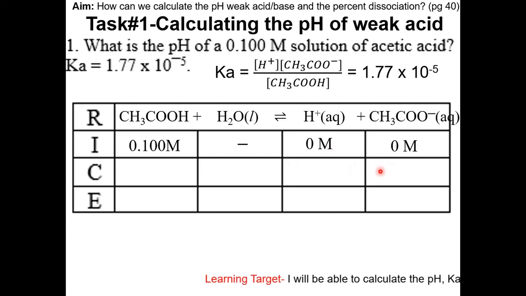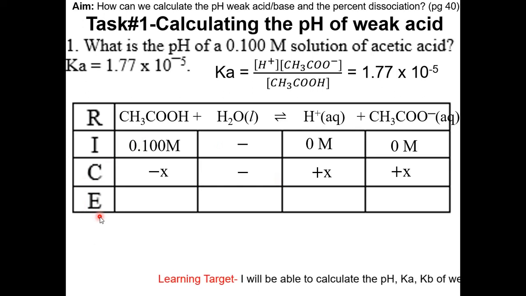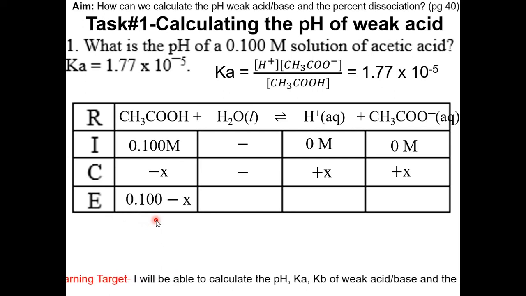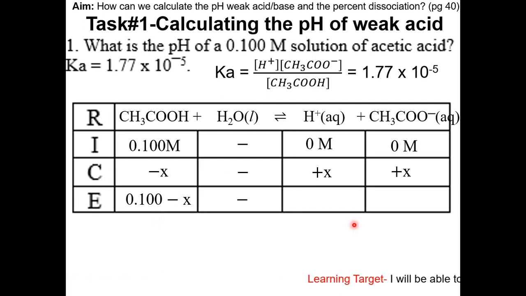To figure out the change in concentration, we need to determine which direction the equilibrium will shift. Since the products are 0, equilibrium will shift to the right. So the change in concentration for acetic acid will be minus x. The change in concentration for the products will be plus x. To figure out the concentration at equilibrium, we add the initial concentration and the change in concentration. So the equilibrium concentration for acetic acid will be 0.1 minus x. The equilibrium concentration of each of the products will be x.